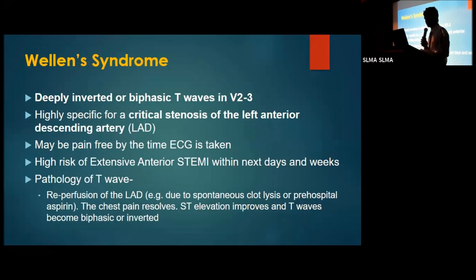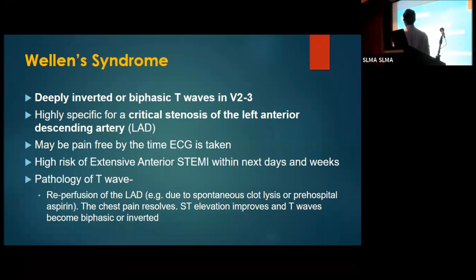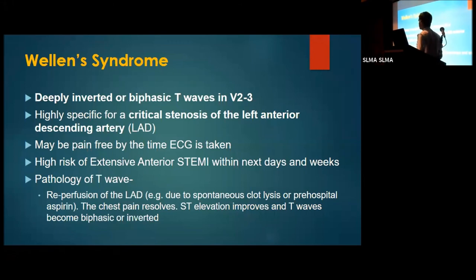So what is this Wellens'? As I mentioned, Wellens' is deeply inverted or biphasic T waves in V2 to V3. This gives a clue of a critical left anterior descending lesion. By the time the patient gets this ECG, most of the time the patient is asymptomatic, so that is a bit tricky. That's what I want to emphasize now. Even though the patient is asymptomatic by the time you take the ECG, if you see this sort of Wellens' pattern ECG, you should be alarmed. You should send the patient immediately to the nearest primary intervention center, because there is a very high risk of developing anterior MI within the next couple of days to weeks, because there is a critical narrowing in the left anterior descending.